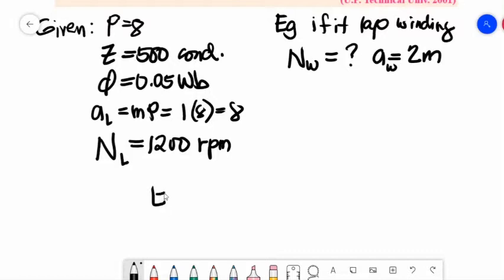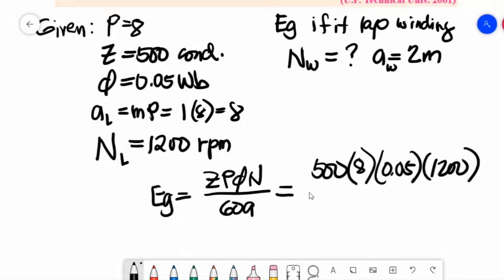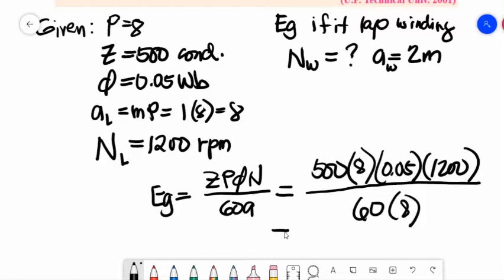So EG is equal to ZΦPN divided by 60A, equal to 500 times 8 times 0.05 multiplied by the speed at lap, so 1200, divided by 60A. Our A here is lap, so 8. So EG will be equal to 500 times 8 times 0.05 times 1200 over 60 times 8, which is 500 volts.